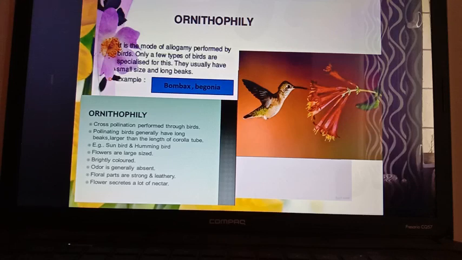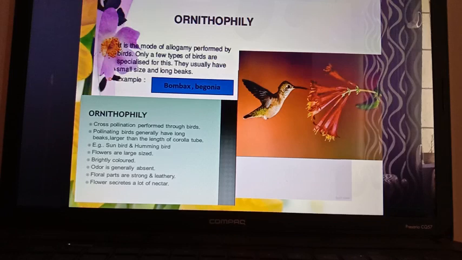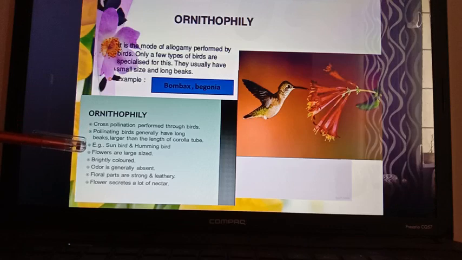Now, what are the characteristics of the ornithophilous flowers? Mainly, they resemble the characteristics of the entomophilous flowers. First, the pollinating birds generally have long beaks, longer than the length of the corolla tube. Example, already I have said, sunbird, hummingbird. Flowers are large in size. That's why the birds can enter inside the flowers. Brightly colored to attract the birds. Odor is generally absent because birds are not attracted by odor but by seeing the bright colors and by the presence of nectar, because only to collect the nectar are they coming to the flowers.